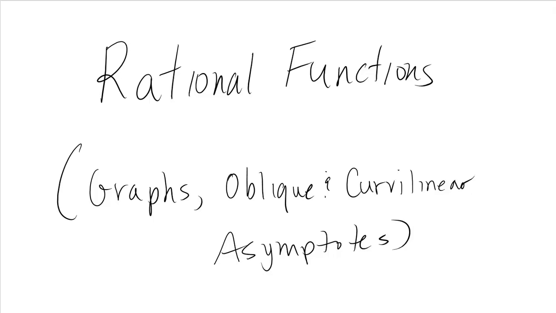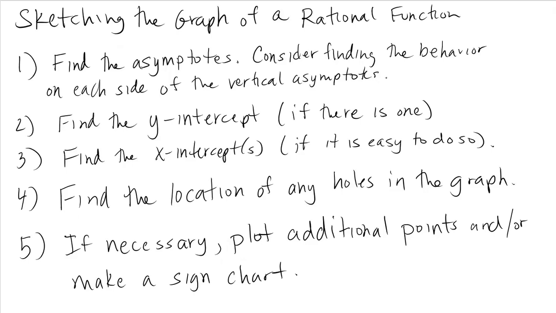In this lecture, we're going to continue our discussion of rational functions. We're going to focus on graphing, but at the end we'll talk a little bit about asymptotes that aren't horizontal or vertical. Here's a set of suggested steps for graphing a rational function.